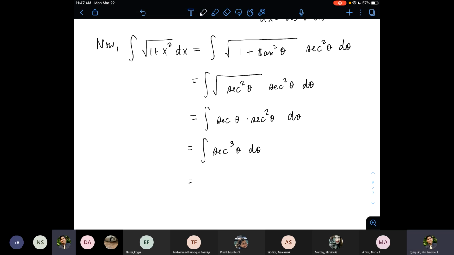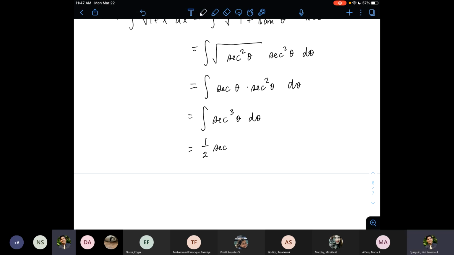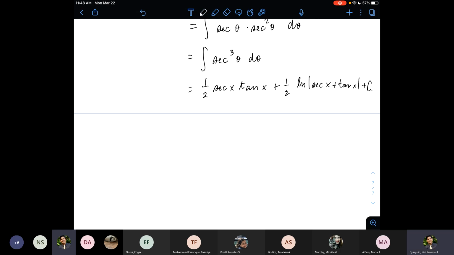You need integration by parts for this, and you will have 1/2 secant x tangent x plus 1/2 ln of secant x plus tangent x plus the arbitrary constant c. Yes, they both have 1/2. If I'm taking Cal 2 right now, I wouldn't memorize this formula for secant cubed, and I will just do integration by parts. But that's just me, who hates memorization.